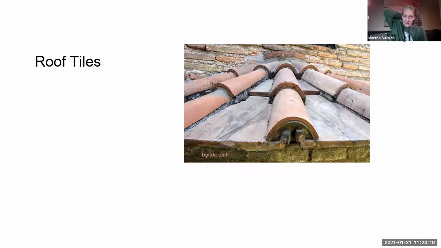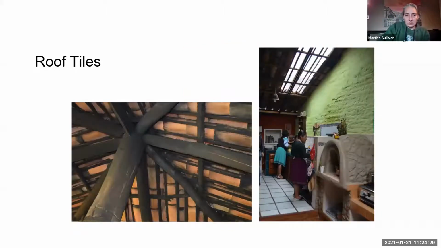And here you can kind of see how the water is shed off of them. So they have this underlayer piece that would be put on first, and then those semicircular pieces that are put on top. So it sheds all the water down. Here's what the underside of one of those roofs looks like. This is from Ecuador. So it has this wooden frame that's holding these different sections of ceramic tiles up.